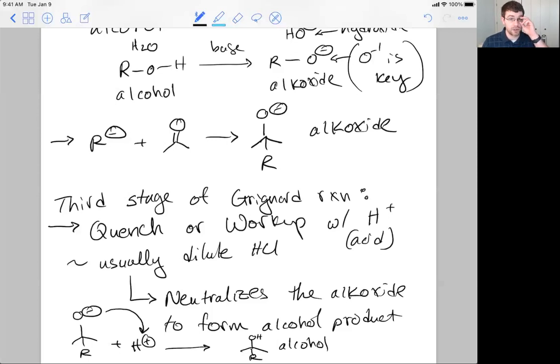In stage 3, all we're doing is cleaning up and killing the reaction, because otherwise we would have a bunch of alkoxides as salts, which are harder to deal with than alcohols.